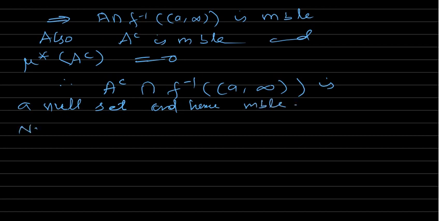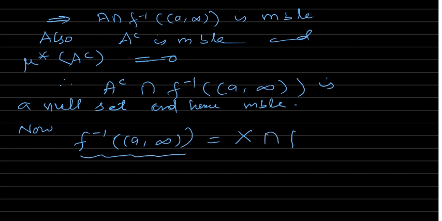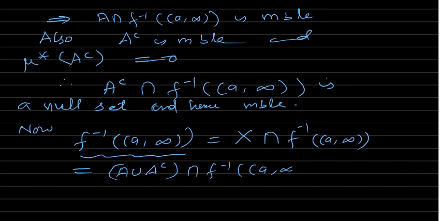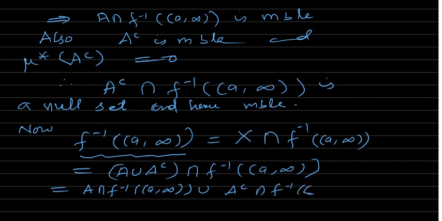Now we actually have to check that f inverse (a, infinity) should be measurable. This thing is equal to the whole space, since this is a subset of X, so it's X intersection the set. But X can be written as the union A, A complement, intersection f inverse (a, infinity). Then we have A union, then we have A complement intersection f inverse (a, infinity).